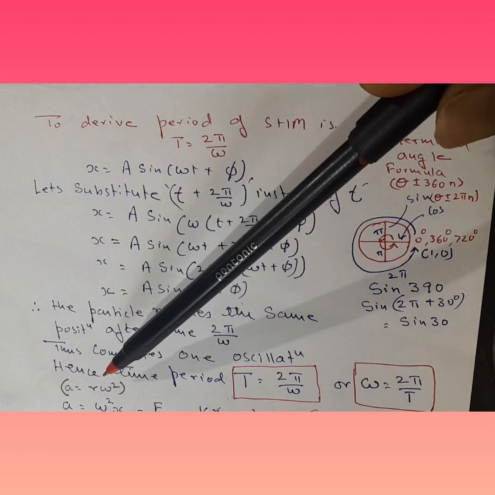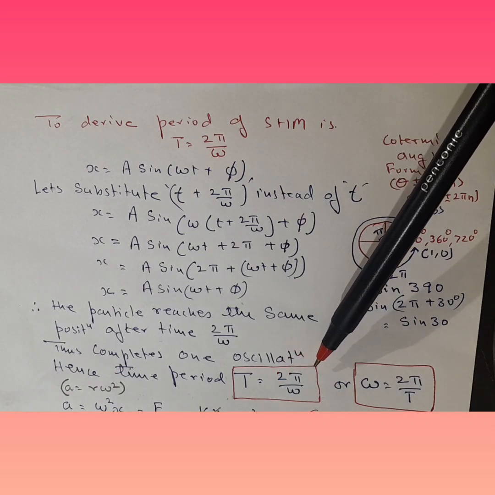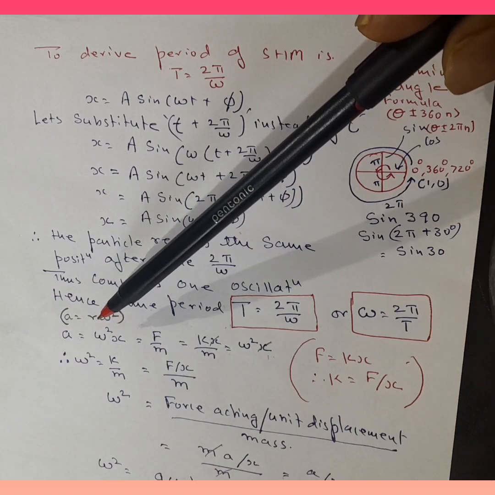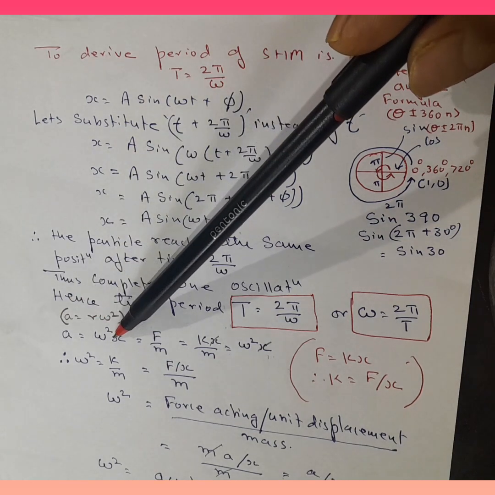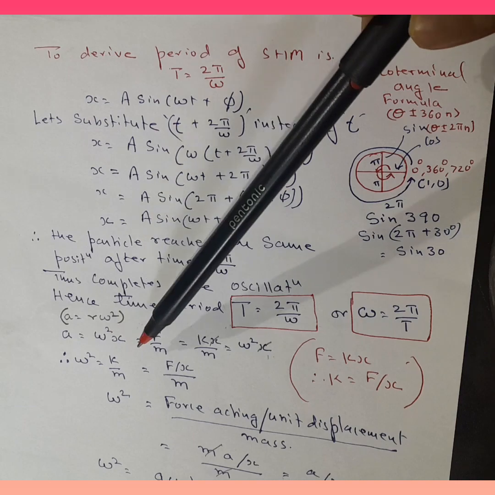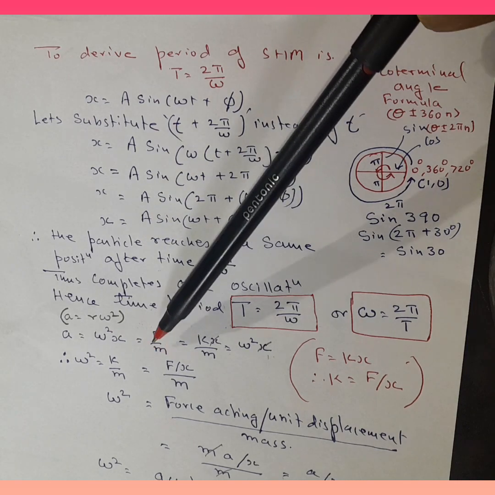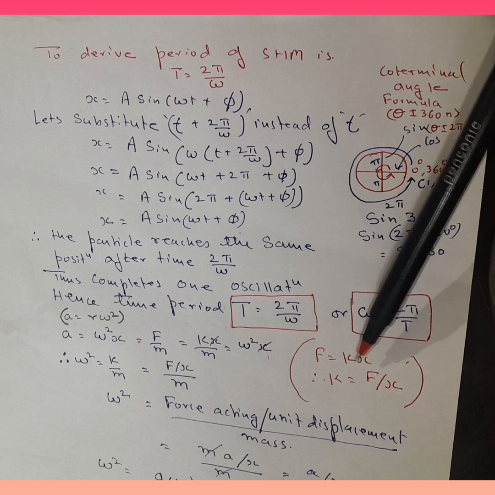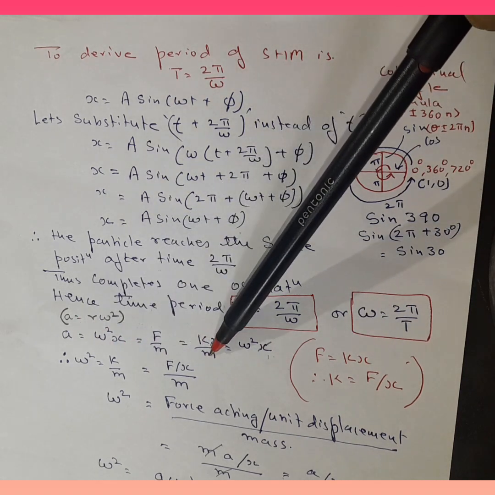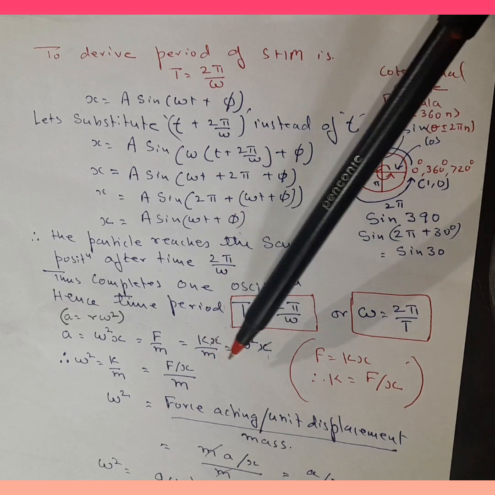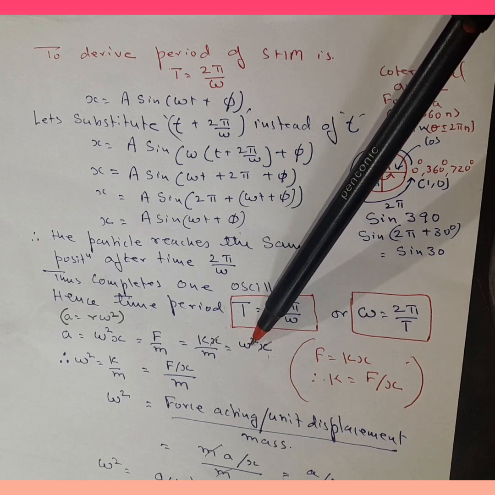Now moving ahead. We have proved that the time period is 2 pi over omega. Acceleration we know is r omega square. Since here we are talking in terms of displacement, it is x omega square. So a is equal to omega square x, and this is equal to F over m, which we have seen earlier. We are talking in terms of magnitude right now. We have already seen F is equal to kx. So F over m, that is kx over m, is equal to omega square x. So x gets cancelled, and we get the formula omega square is equal to k over m.